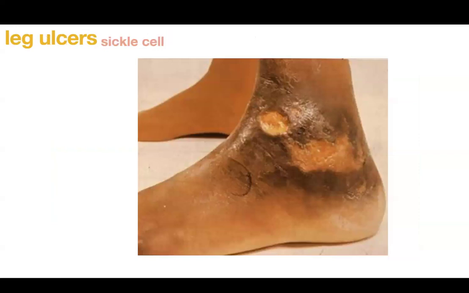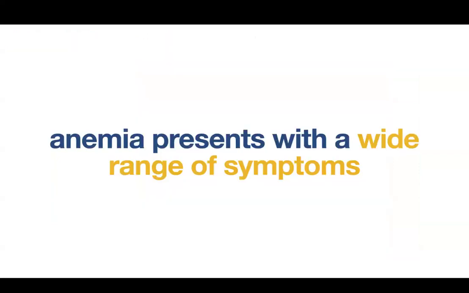Leg ulcers are seen in sickle cell patients. Again, this is because of some clotting that happens. These sickle-shaped RBCs plug the distal capillaries, so there's poor wound healing, and those areas tend to develop ulcers. So again, this slide is just to re-emphasize that anemias do present with a wide range of symptoms. It's important for you to know how they present so you can pick it up when you're doing a physical examination or taking history from a patient.